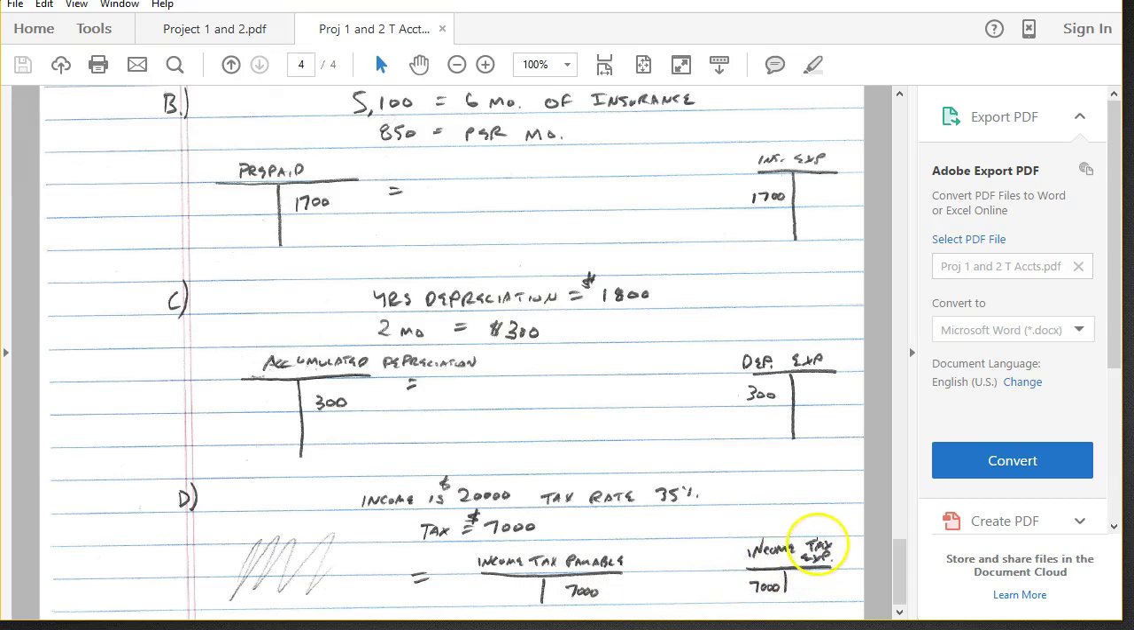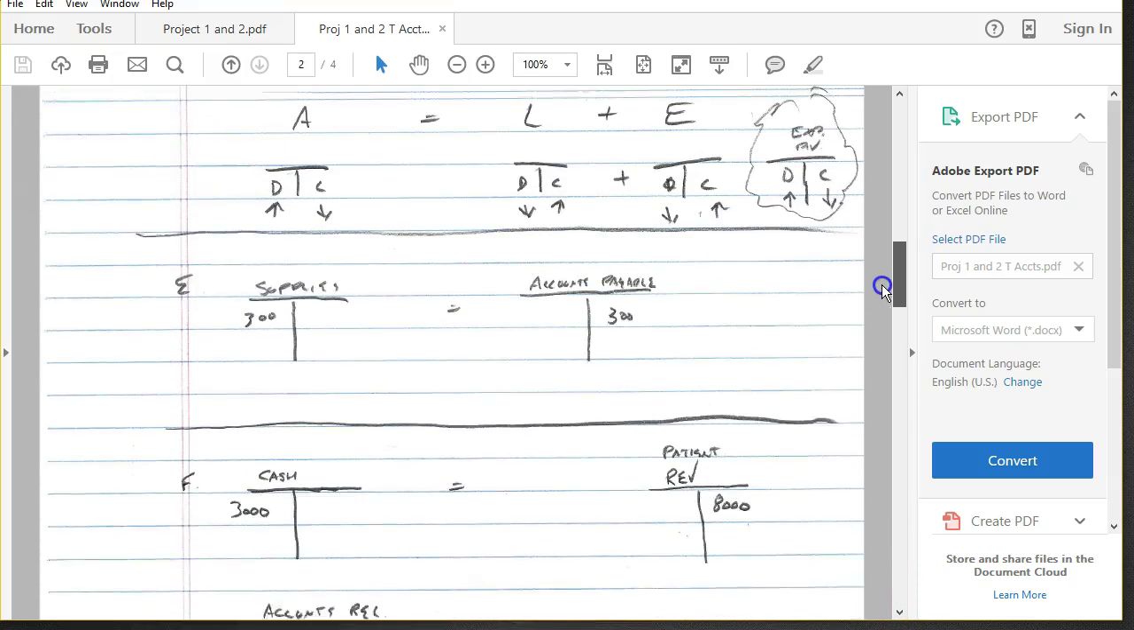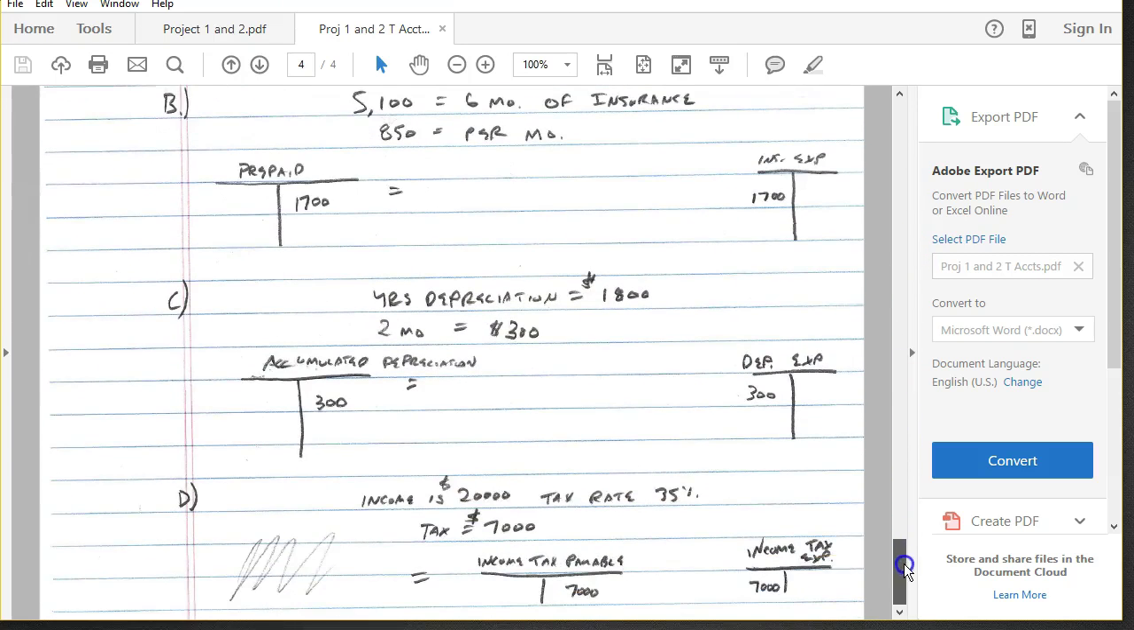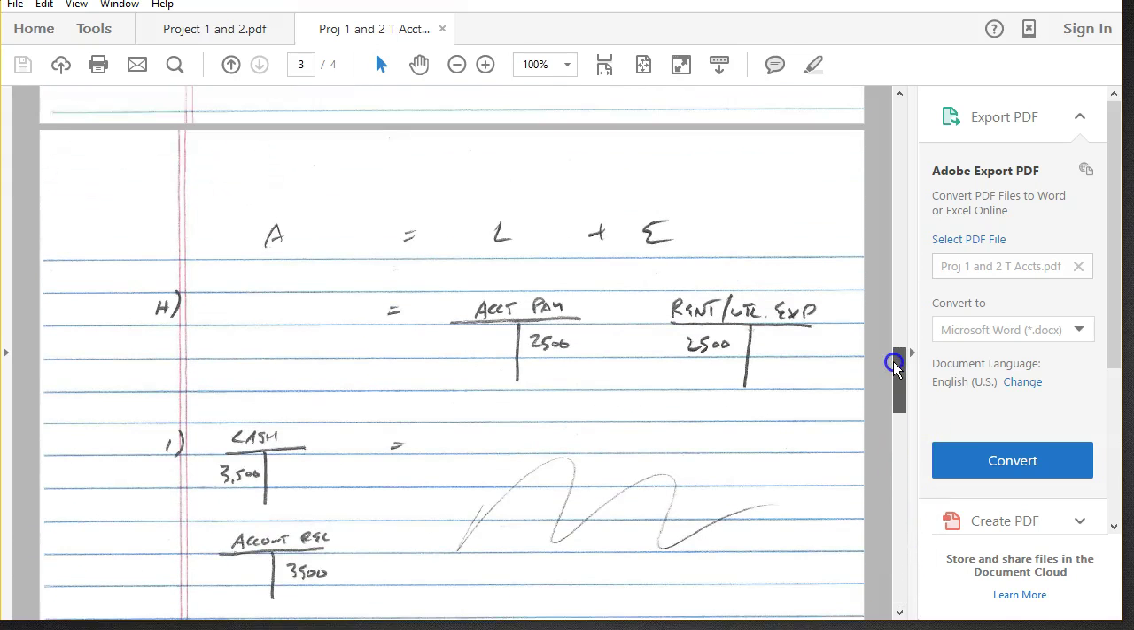You know that you're going to have an income tax expense whether you've paid it or not. Remember, the thing has already happened, so you have to record it. So going back to the little cheat sheet up here, it's going to be an expense, and to increase an expense, it has to be on the debit side. Did I do that? Yes, I did. Okay, good. So I got $7,000 in income tax expense and income tax payable. So I have a liability.